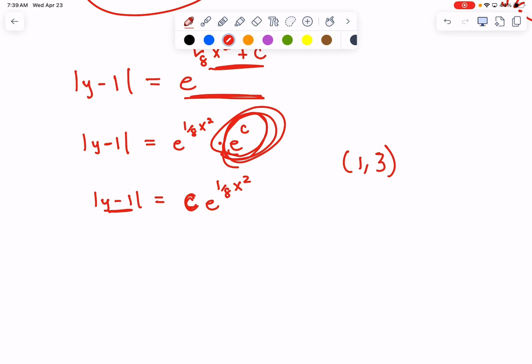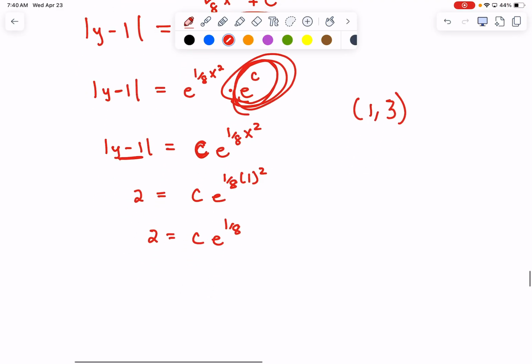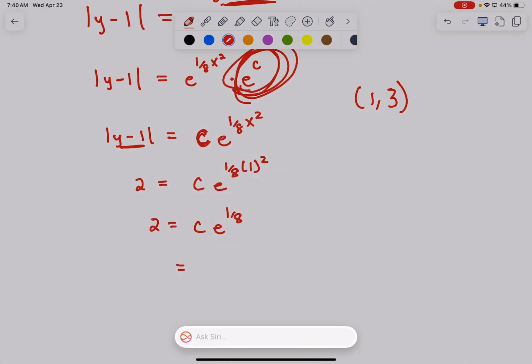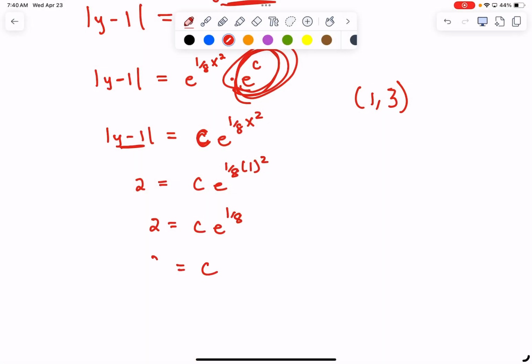What's 3 minus 1? So that's going to be, absolute value of 2 is 2. c e to the 1/8 times 1 squared. All right, so that's going to give me 1/8. So I'm going to have 2 is equal to c e to the 1/8. You good with that? Is that correct? So we're going to have c is equal to what? 2 divided by e to the 1/8. C is equal to 2 over e to the 1/8. There's my c value.